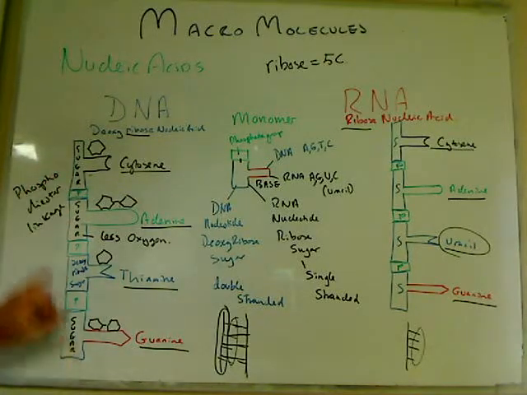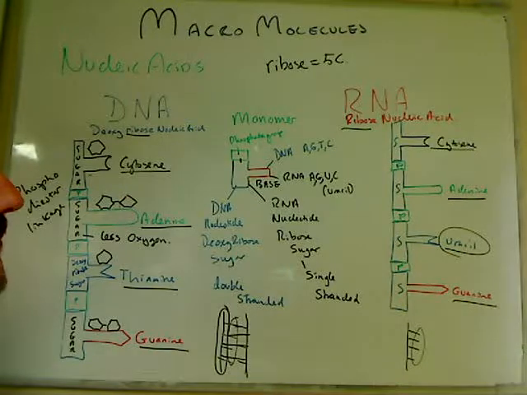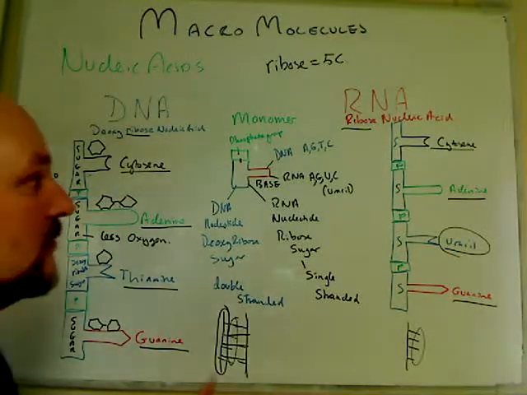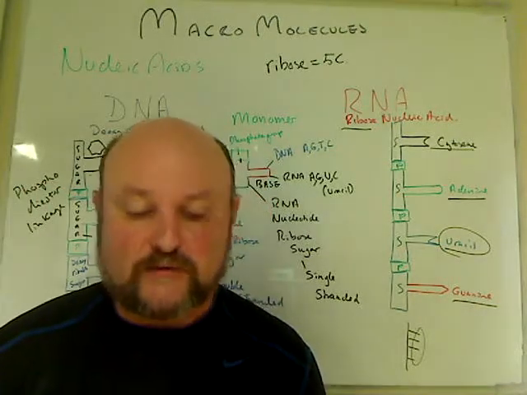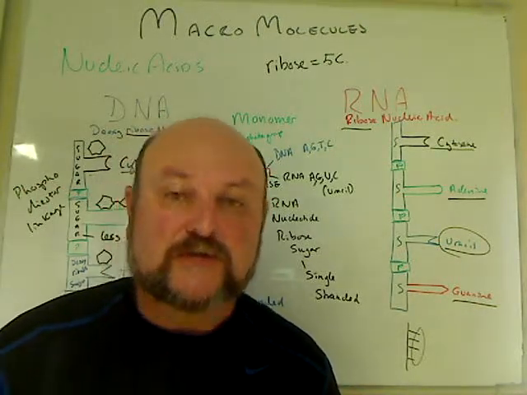They're joined in the backbone. The monomers are joined together by a phosphodiester linkage, and we will look in much more detail in a few weeks' time about how these are then transcribed and translated into proteins.